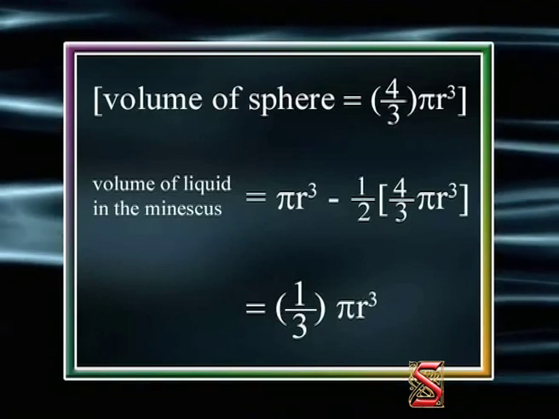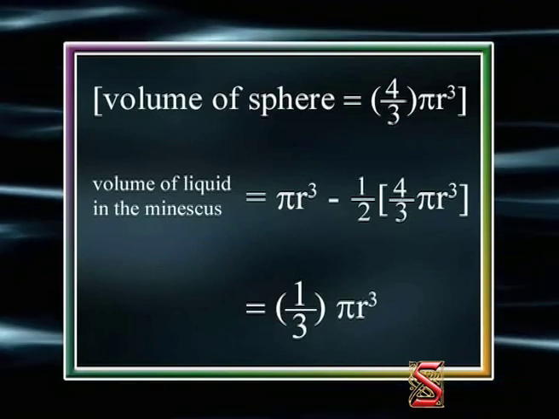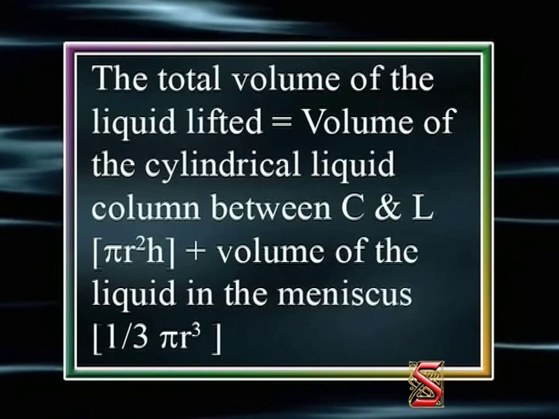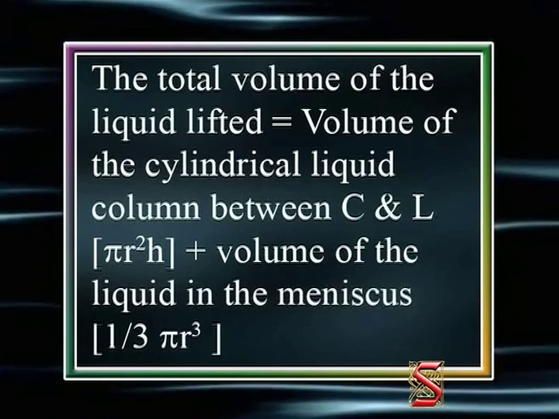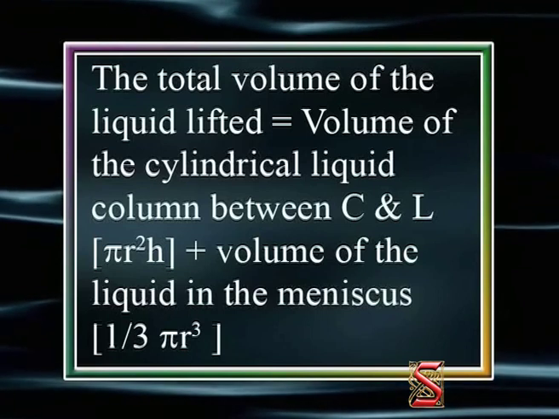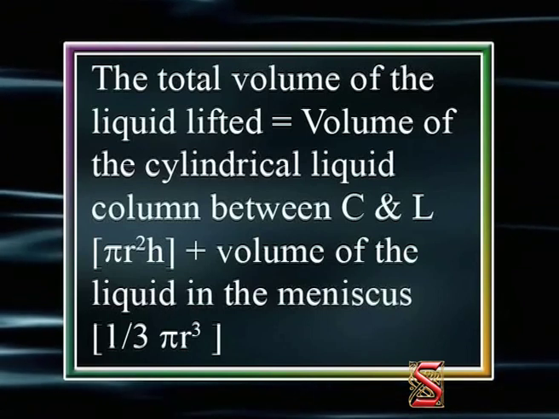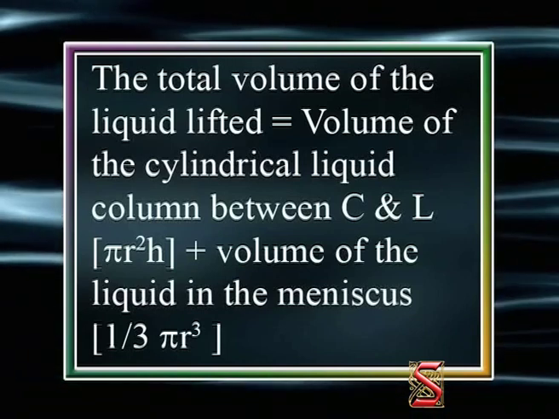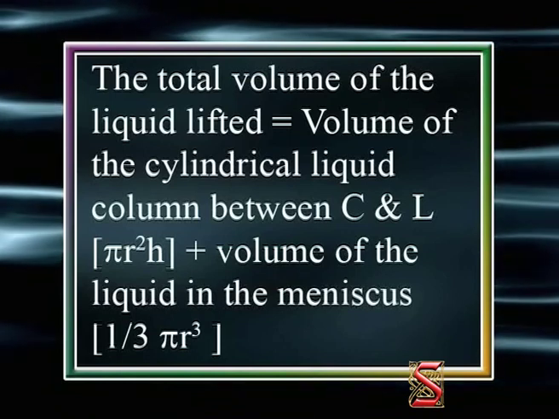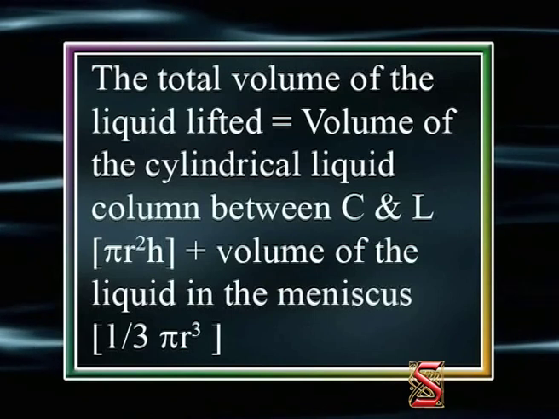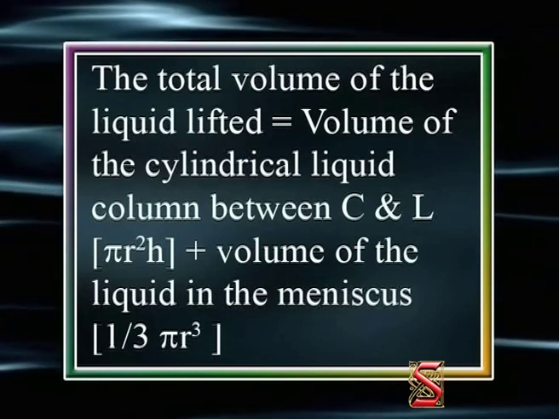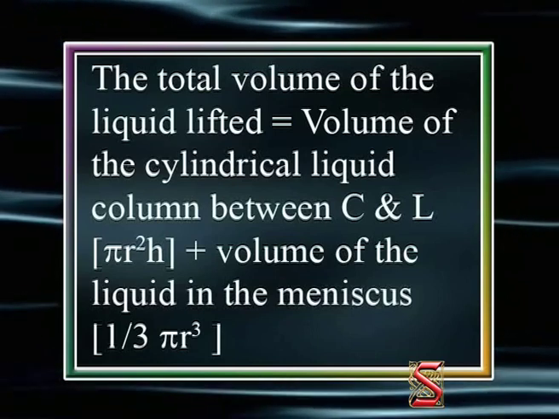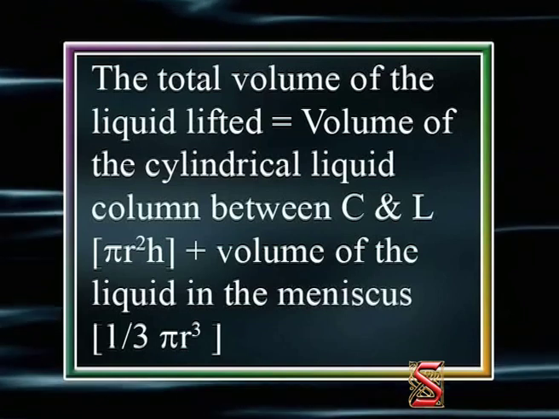So let us subtract that factor from the previous factor. Then you may obtain that as 1/3 pi r cube. Now the total volume of the liquid, here water, lifted is the volume of the cylindrical liquid between C and L, that is pi r square h, plus the volume of the liquid in the meniscus. The total volume is taken as the volume of the liquid in the larger cylinder and the volume of the liquid in the smaller cylinder minus the volume of the liquid absent in the hemispherical sphere.